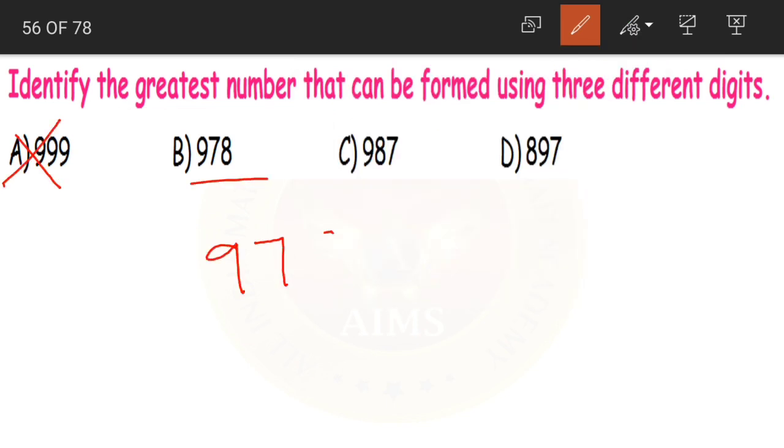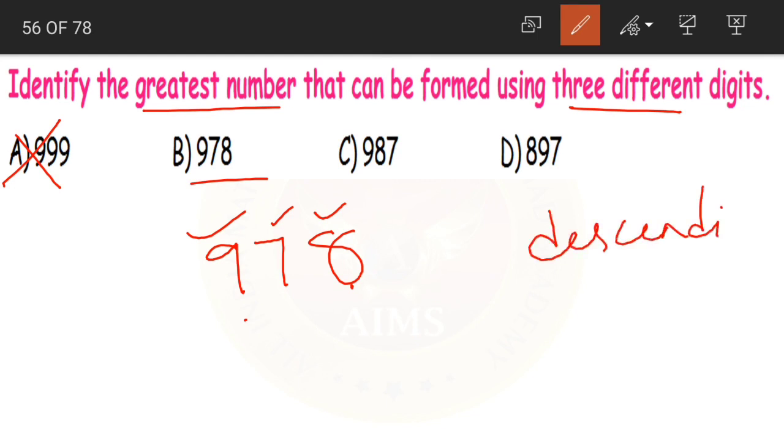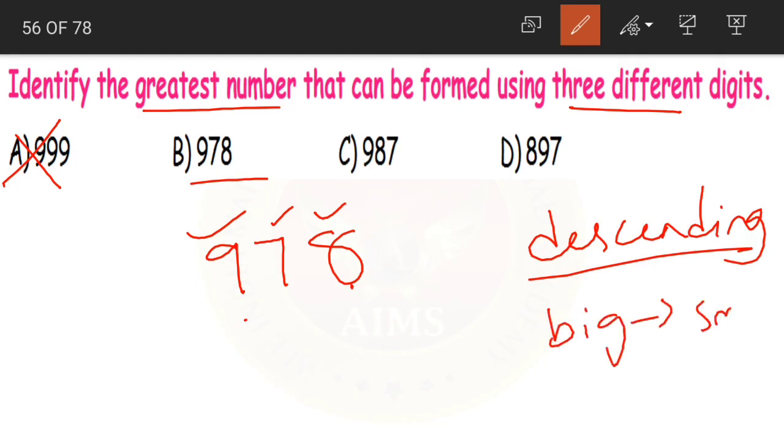Next, 978, 123. There are three different digits, yes, but is it the greatest number? No. So for the greatest number, what will you do? You will write the digits in descending order, from big to small. If you look here, this is not in descending order. 978. Is it descending order? No.